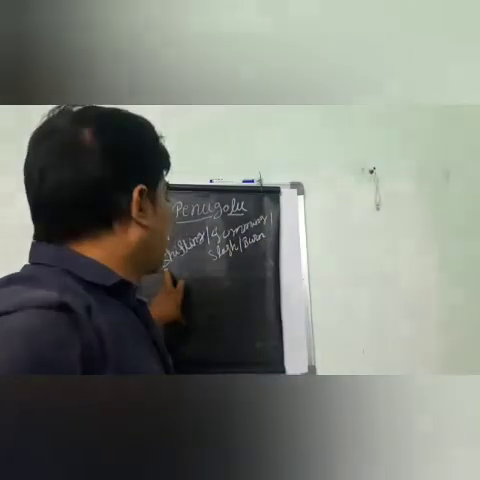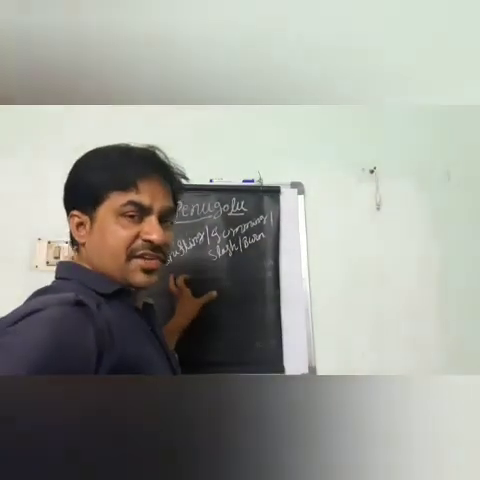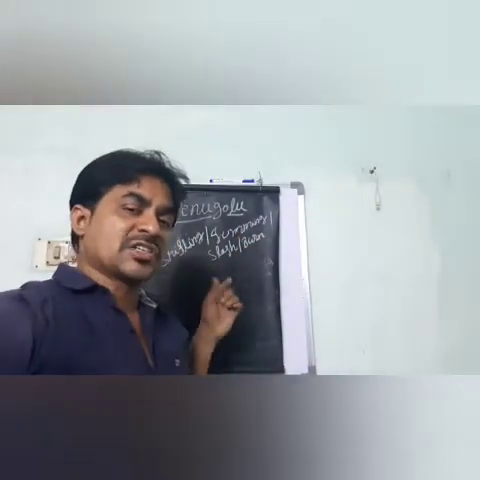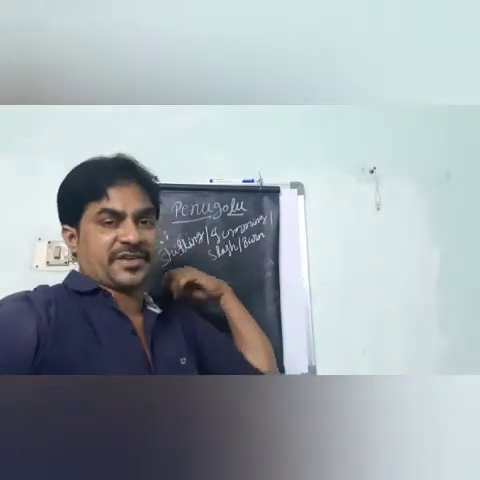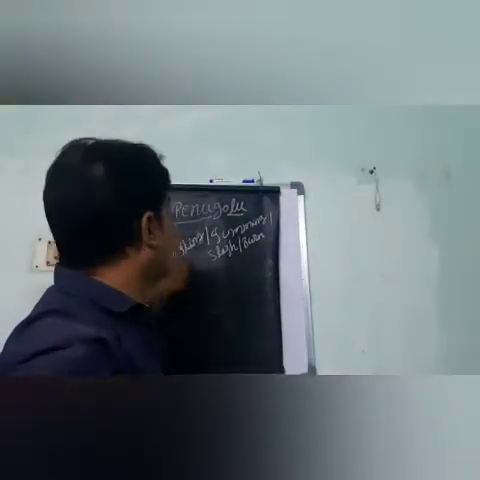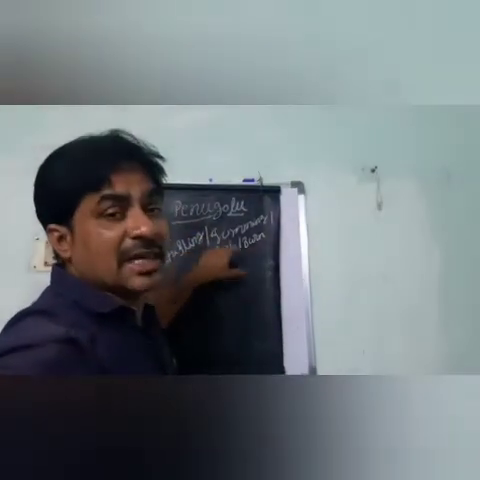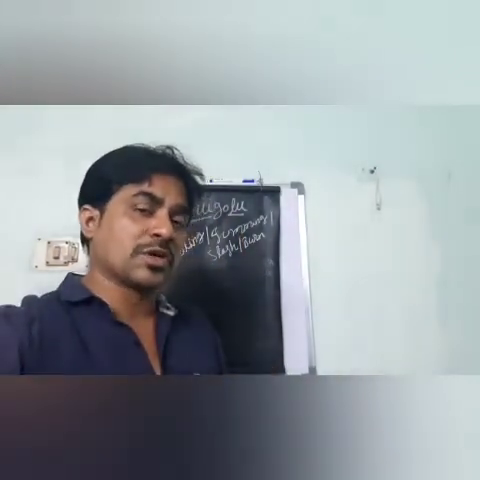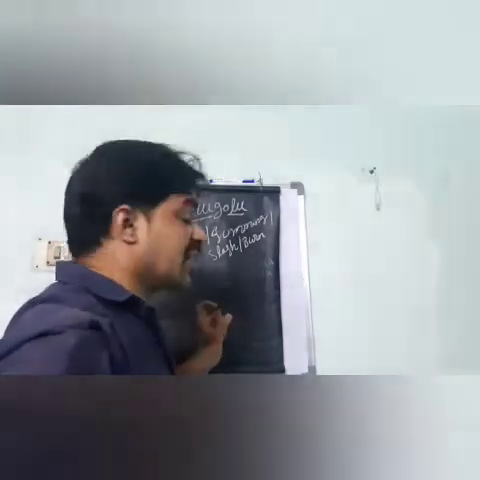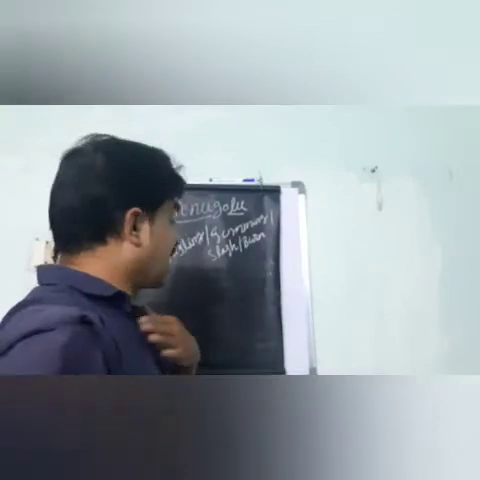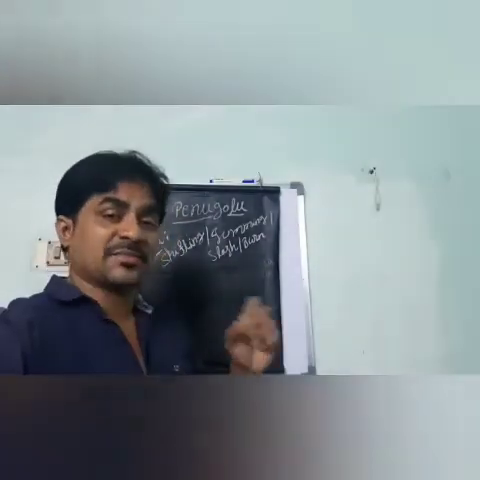So Podu cultivation is also called shifting cultivation, or zooming cultivation, or slash and burn cultivation. Everything is the same: Podu, shifting, zooming, or slash and burn cultivation. So what is this system called Podu cultivation, or shifting, zooming, or slash and burn cultivation? What is this system?